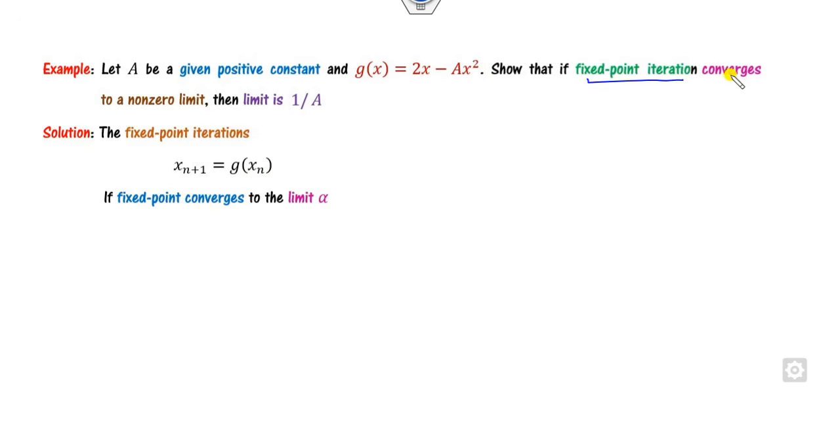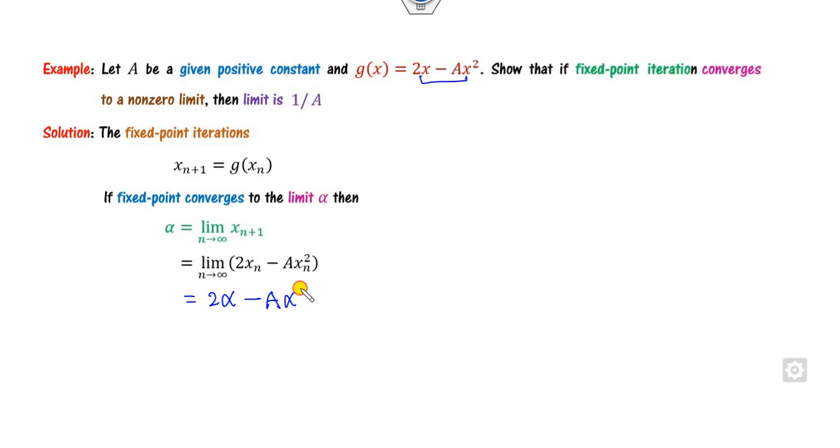If the iteration converges to a non-zero limit, let's say the limit is alpha. What is the meaning of this? x n plus 1 converges to alpha. So I can take this limit, and it will be alpha equals g of alpha. Fine. So what is g of alpha? I can substitute the value here. g of x is given here. So what is the limit? It will be 2 alpha minus a alpha square.